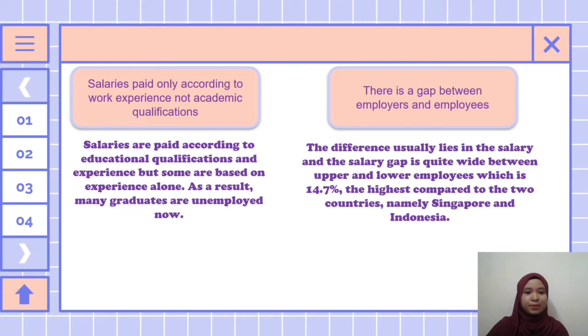Third, salaries are paid according to work experience, not academic qualification. Salaries are paid according to educational qualification and experience, but some are based on experience alone. As a result, many graduates are unemployed now. Fourth, there is a gap between employers and employees. The difference usually lies in the salary, and the salary gap is quite wide between upper and lower employees, which is 14.7%, the highest compared to two countries, namely Singapore and Indonesia.